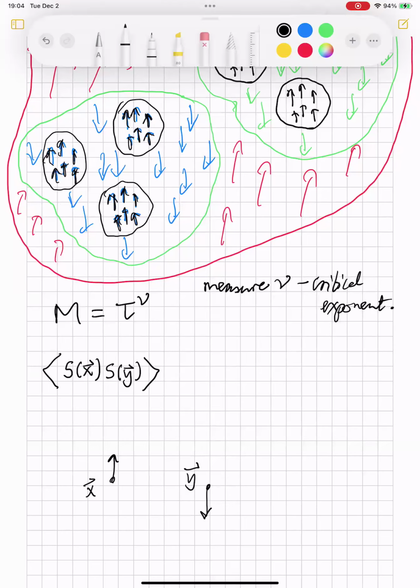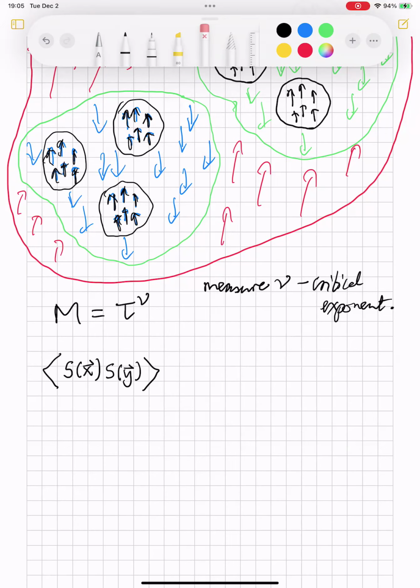And if the correlation function is 0, then the spin at y is not really correlated. It doesn't really care about what the spin at x is doing. So if the spin at x is pointing up, half the time the spin at y points up, and the other half of the time the spin at y points down. So when you average this quantity, you'll end up getting a naught. Okay? So that's what the correlation function tells us.